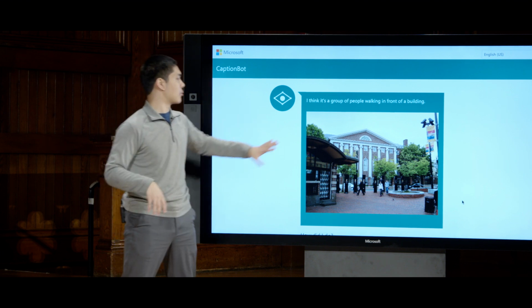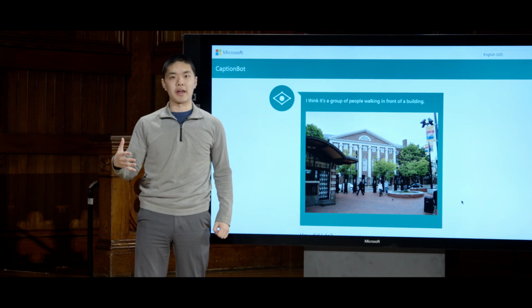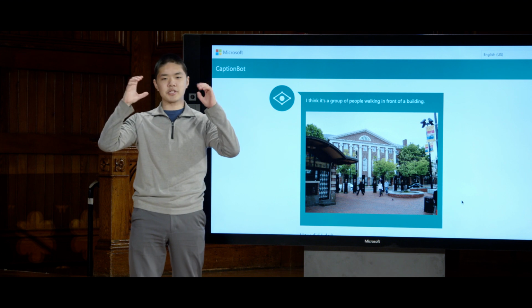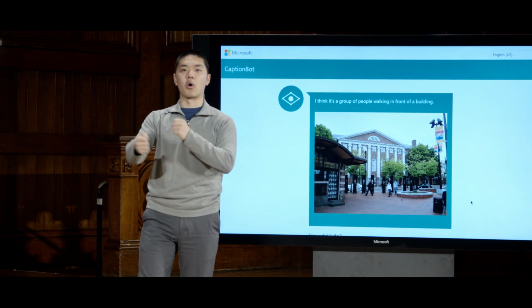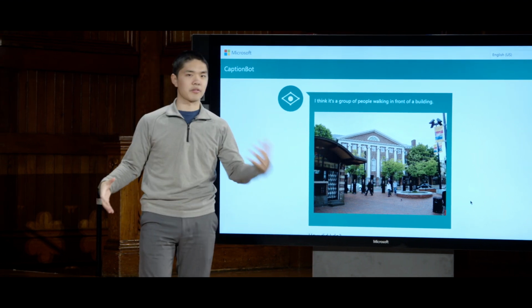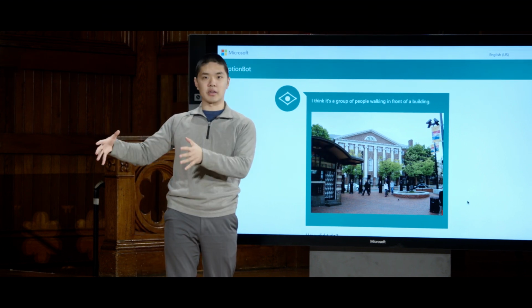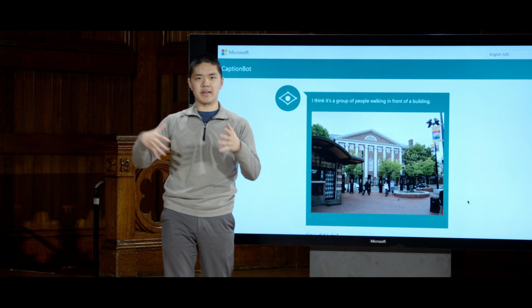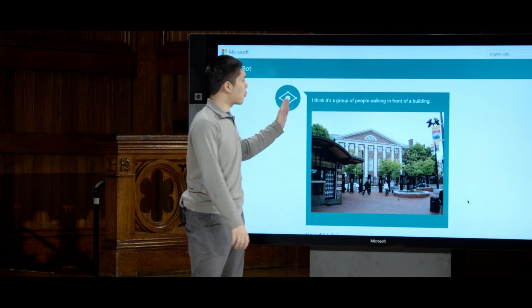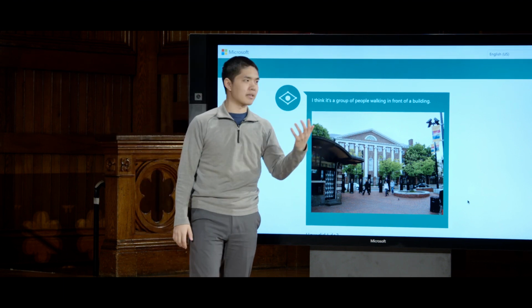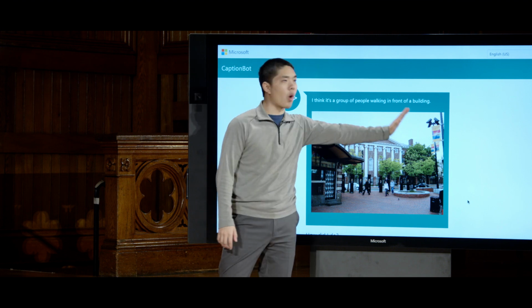We saw being able to classify images with a convolutional neural network, where the job was to take the image and figure out, is it a 0 or a 1 or a 2, or is it this person's face or that person's face? What seems to be happening here is the input is an image, and we know how to get networks to take input as images. But the output is text, like a sentence, a phrase, like a group of people walking in front of a building.